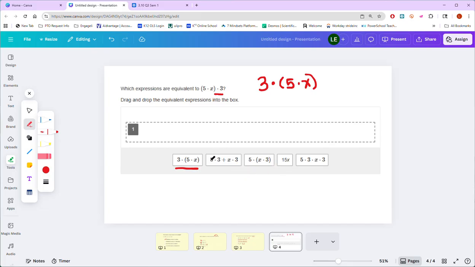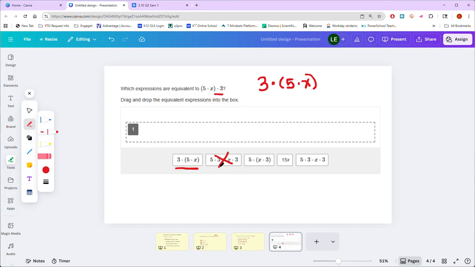Now my next one to compare, 5 times 3 plus 5 times, or x times 3. There is no plus sign up here. I would be looking for the plus sign in the middle for this to be correct. And there's a multiplication between the 5 and the x. So that one will not work.